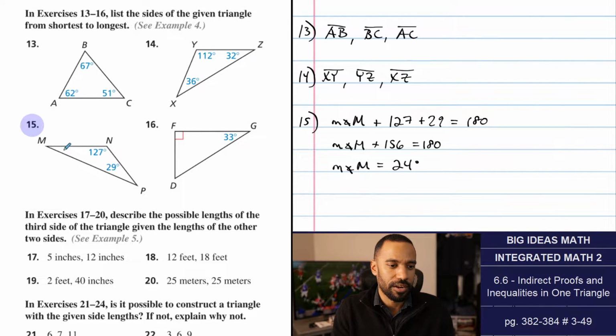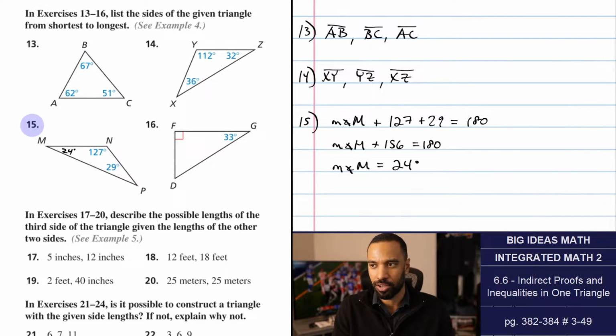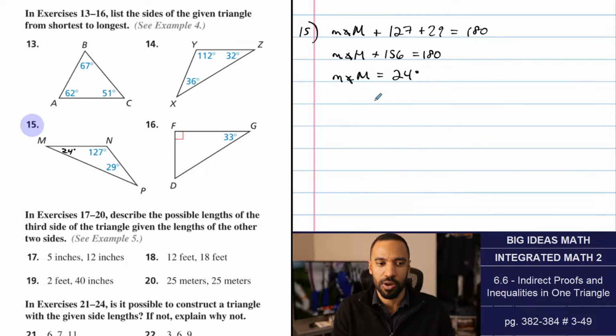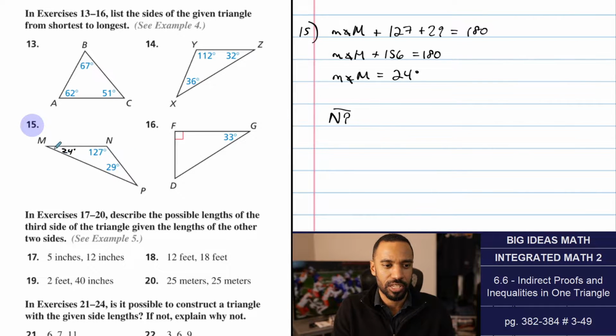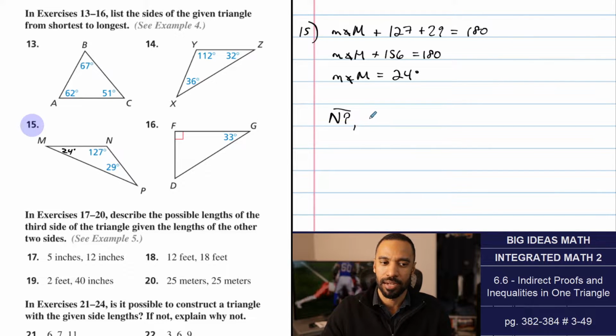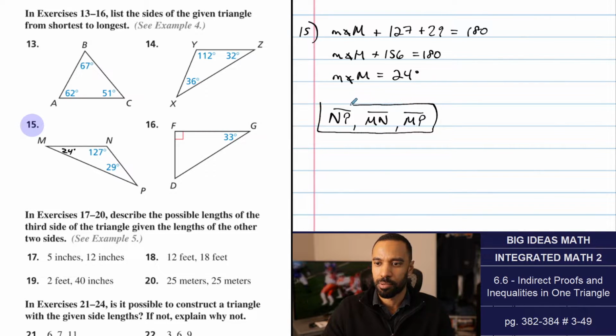If I write that in there, that might help you with what we're going to be doing, because it looks like 24 is the smallest angle. So 24 degrees is the smallest angle. Opposite that will be the shortest side, segment length NP. And then opposite the 29 is segment length MN. And last but not least, we have MP opposite the 127. So NP, then MN, and then MP. There's the final answer, number 15.